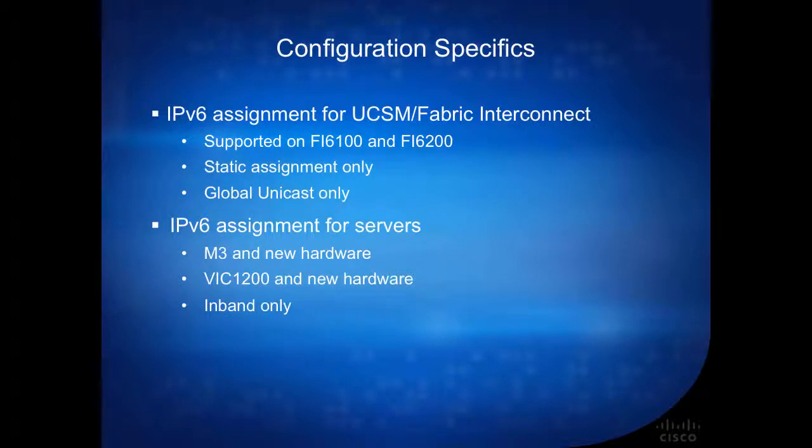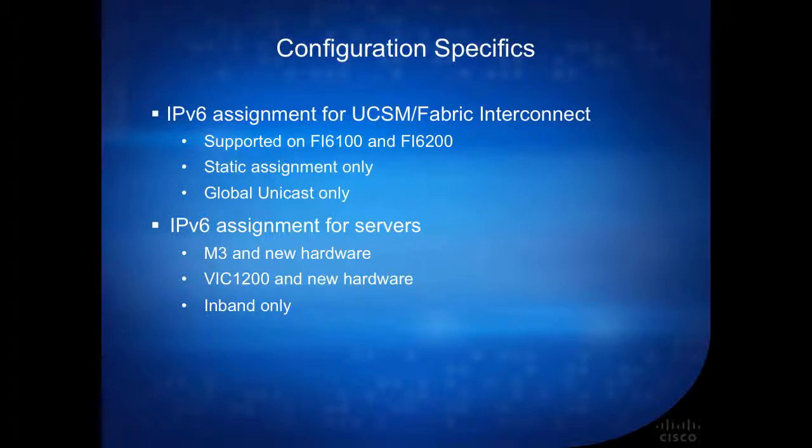So enabling IPv6 is pretty straightforward. There is no license requirement to do IPv6. On the Fabric Interconnect, you really need 3 addresses for IPv6. One is for each of the 2 Fabric Interconnect interfaces, and the third one is required for the virtual interface, or the VIP. When you configure IPv6, you have to use a global unicast address only, and it has to be static.